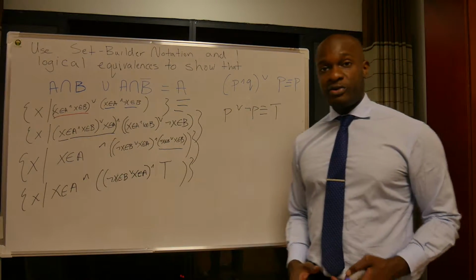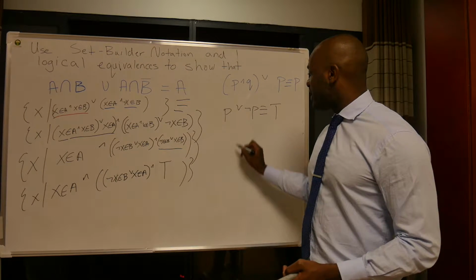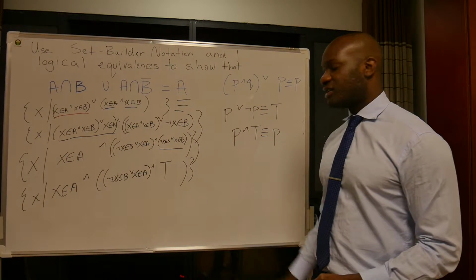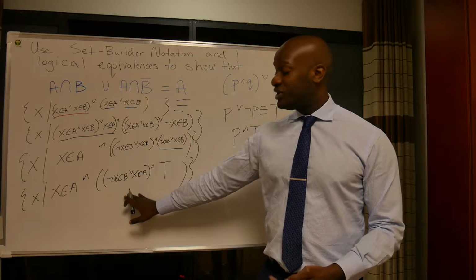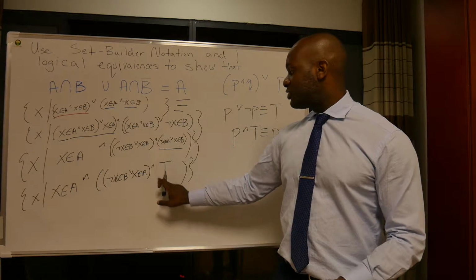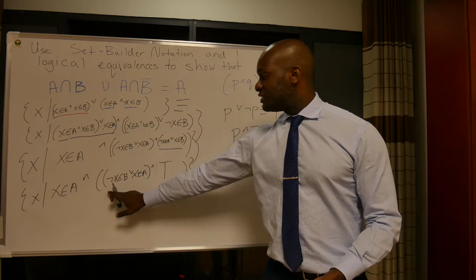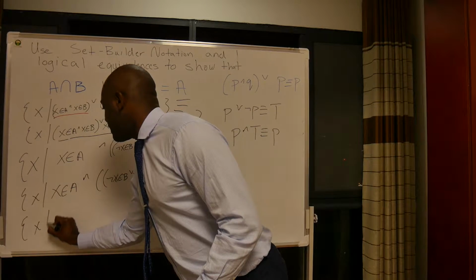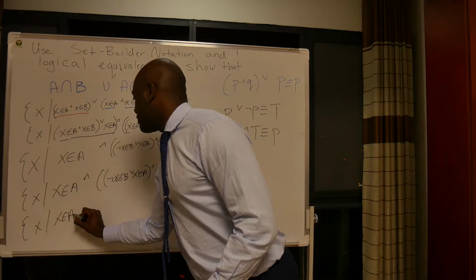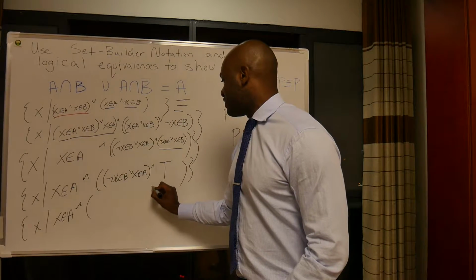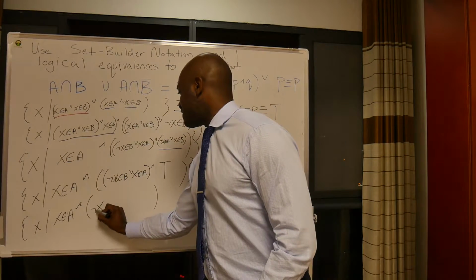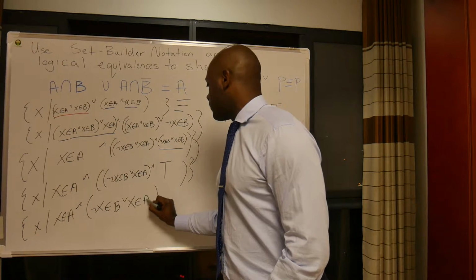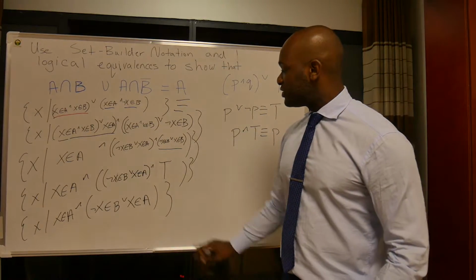So now let's think about what other equivalences we could come to. We know that whenever we have some proposition P and true, this is going to be equivalent to P itself. So here we have this compound proposition. We could regard it as our P and true. This is going to be equivalent to just the compound proposition itself. So I'm going to again write the set of all x such that x belongs to A, and then we're going to focus on here. So this is simply going to be, it is not the case that x belongs to B or x belongs to A. So this is our proposition.